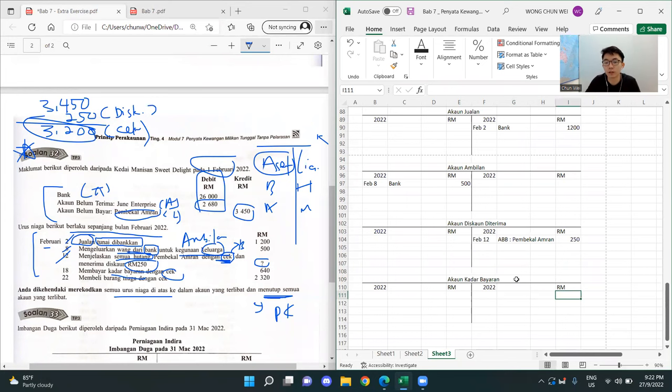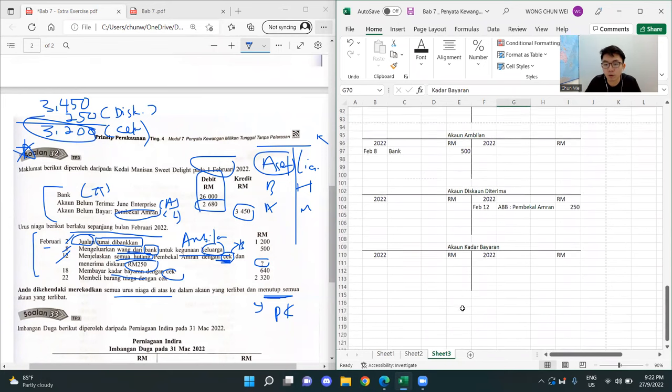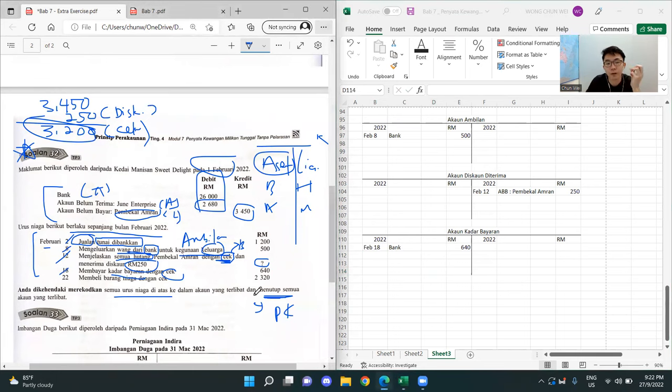So tadi saya telah apa? Credit my account bank. So I debit kadar bayaran 640. So debit bank 640 on 18th February. Okay. Is it very simple? Simple stuff. So last one, 22.